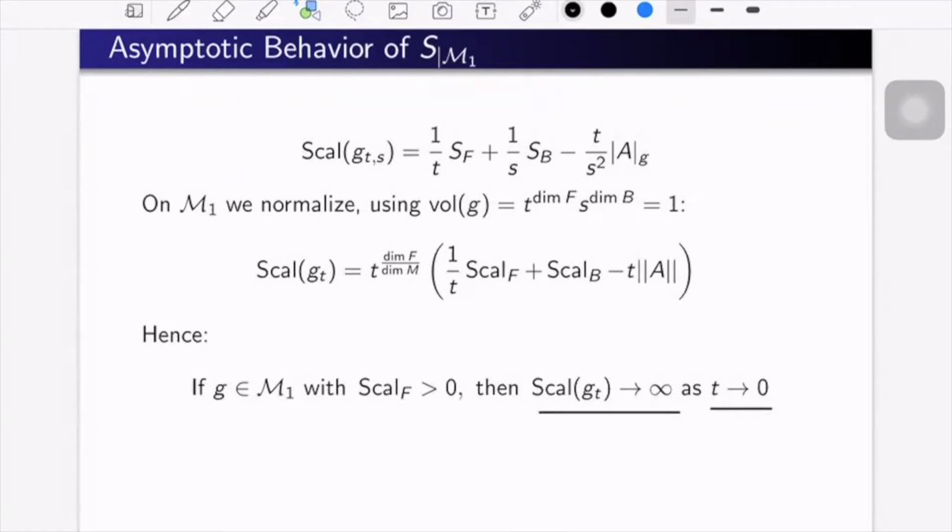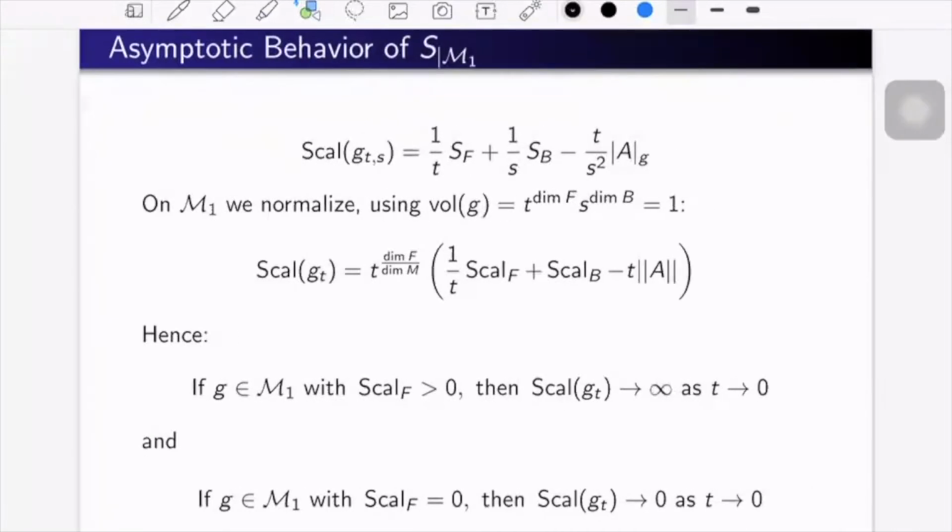That's the first observation. And the second one is that if the scalar curvature of the fiber is 0, then the scalar curvature goes to 0 as t goes to 0. So I'm shrinking the fiber to 0 here. I also let this t parameter go to 0. So I'm shrinking the fiber down to 0. The limit will be a metric on the base. I'm at infinity in the space of our metrics. And these two behaviors, goes to infinity or goes to 0, are an important feature of this kind of function. In particular, it's almost never bounded from above or below.